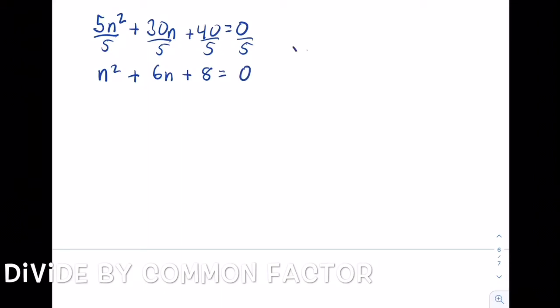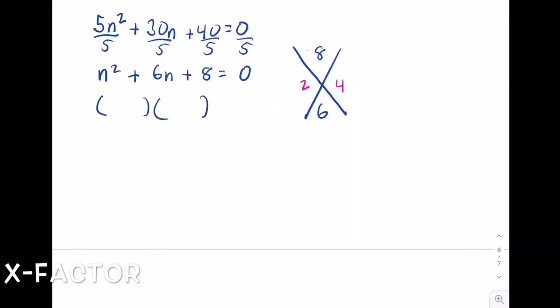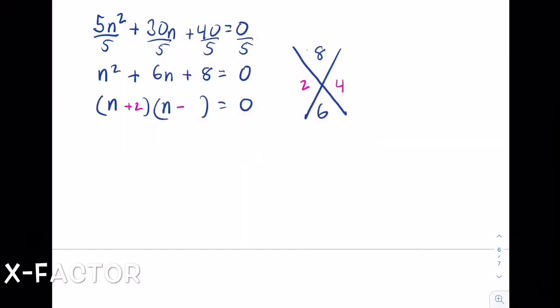So now we have something we can factor. We can use the x factor for this one. You have 8 and 6. Our two factors are going to multiply to 8 and add to 6: 2 and 4. Right? 2 times 4 is 8, and 2 plus 4 is 6. Then we write that in our factored form, equals 0. We have n, and our two factors are positive 2 and positive 4.